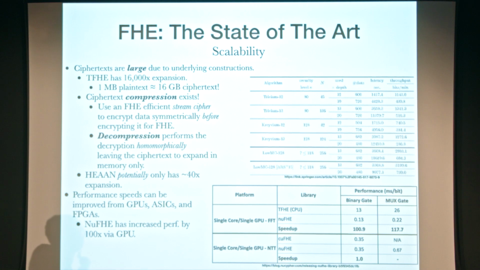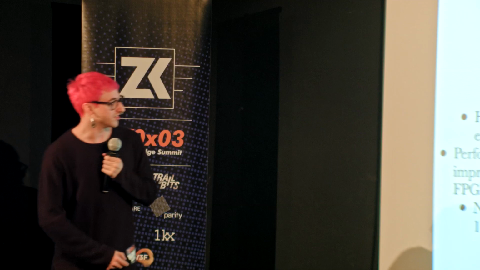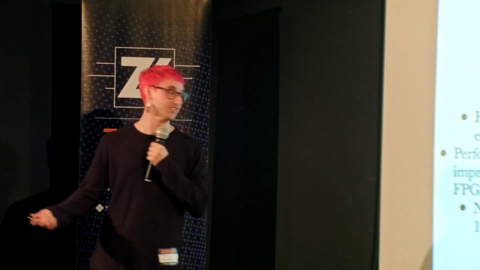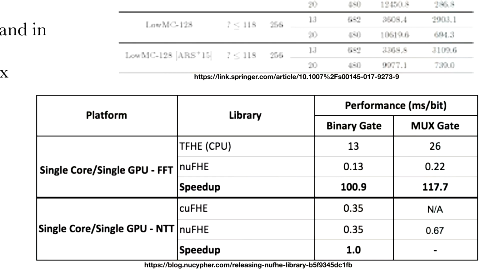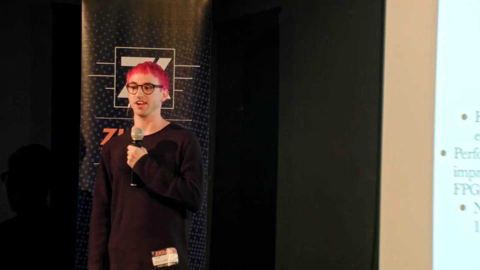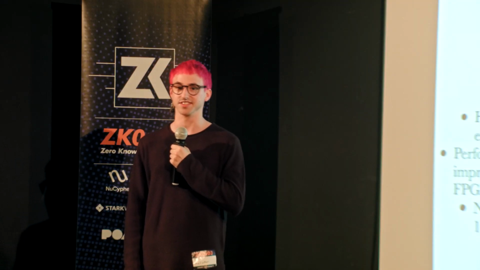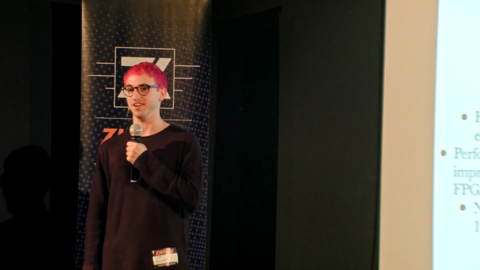Performance speeds can be improved with GPUs, ASICs, and FPGAs. NuFHE has increased performance by 100 times on the GPU. TFHE normally has 13 milliseconds per bit. We actually achieved a speedup to 0.13 milliseconds per bit, making us, as far as I know, the fastest fully homomorphic encryption library available.